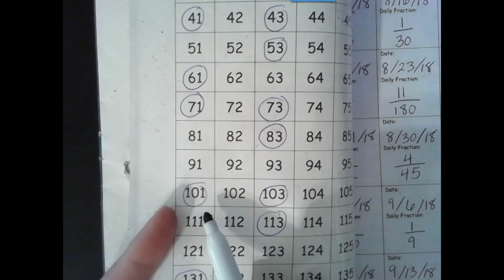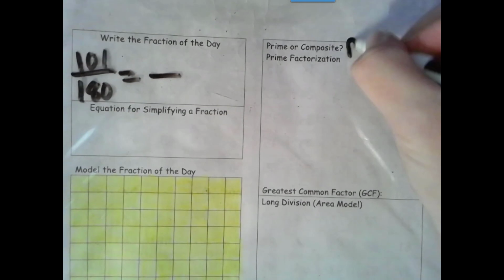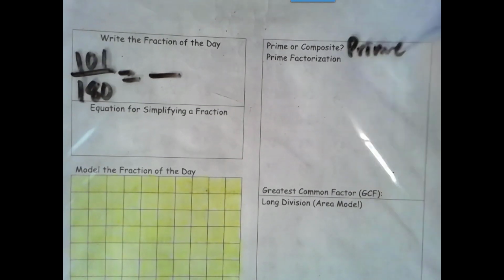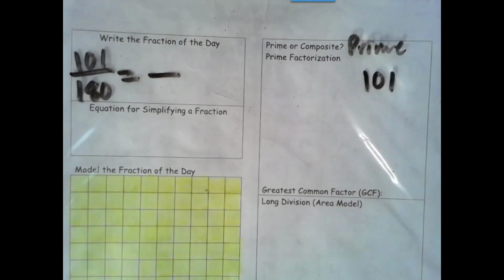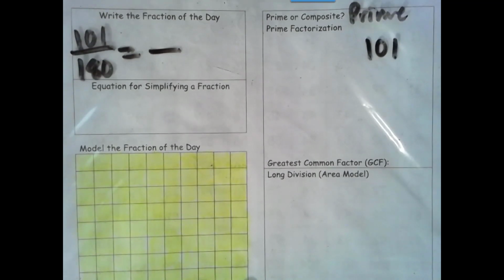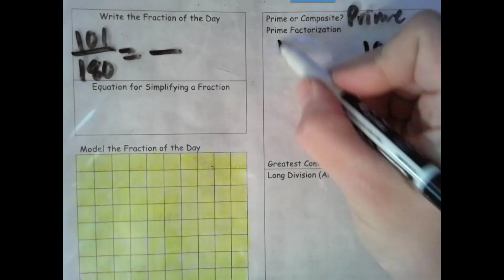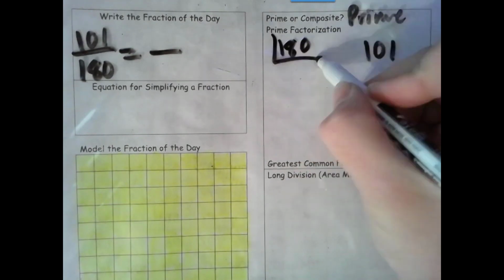So I'm going to look and see on my prime number sieve. It is circled, so yes, it is prime. And if it's prime, then our prime factorization is done. The only prime number I can divide it by is itself. So we're done with that. Let's go ahead and do our prime factorization of our denominator.